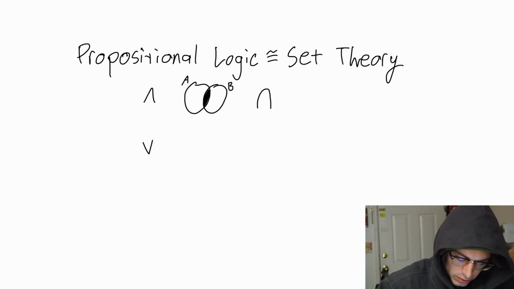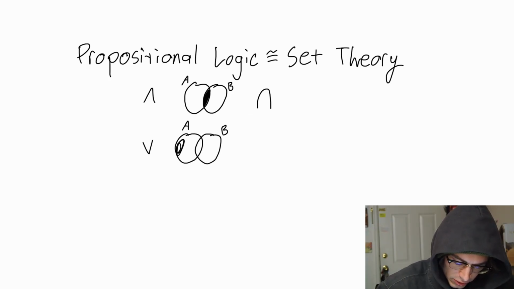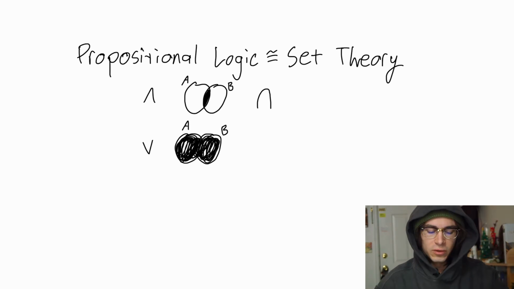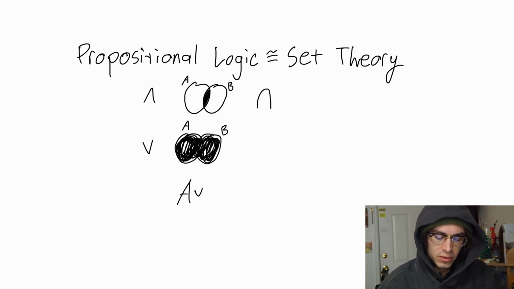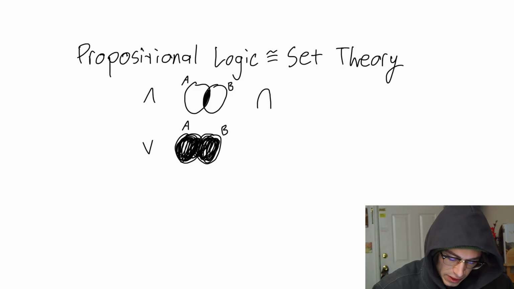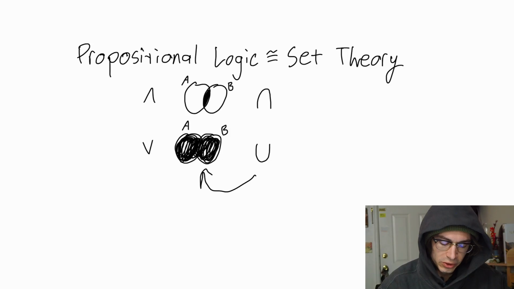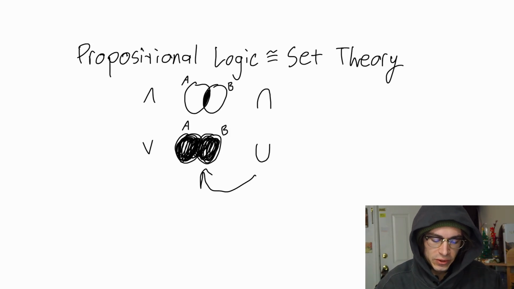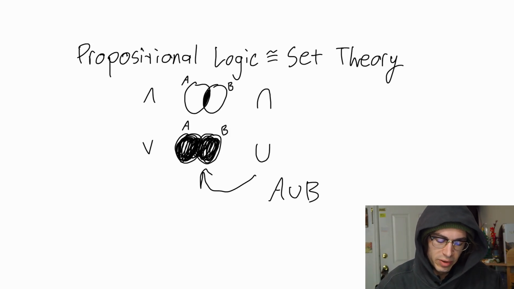We also had disjunction, which was basically the combination of A and B. So if you have A or B, then as long as you have one of them, you're good. Well, in set theory, we have union. And again, this picture here really represents A union B.